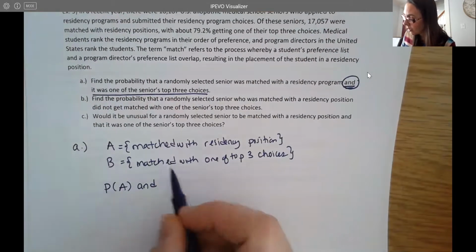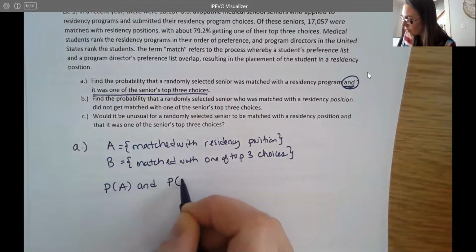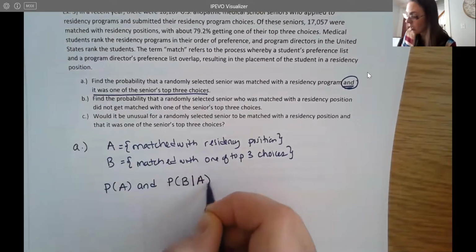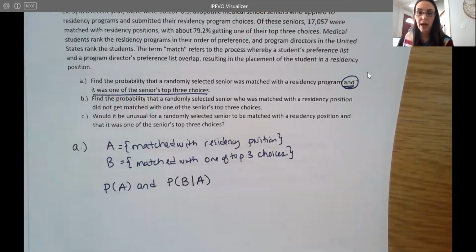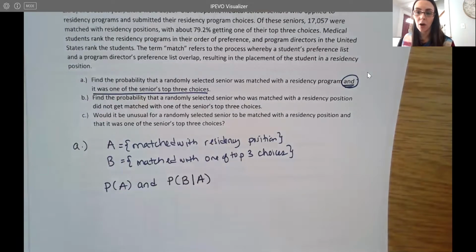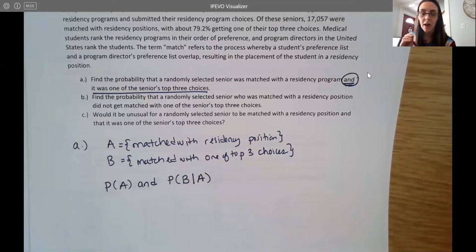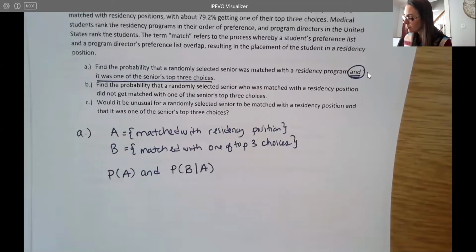Now, we want to be careful here. So they were matched with one of his top 3 choices, given that they actually got a position, right? So you have students who weren't even matched at all. So we're talking that within this group, was it one of their top 3 choices? So you do have a conditional probability here. Again, very hard to see. So we have to really be careful here with these examples.